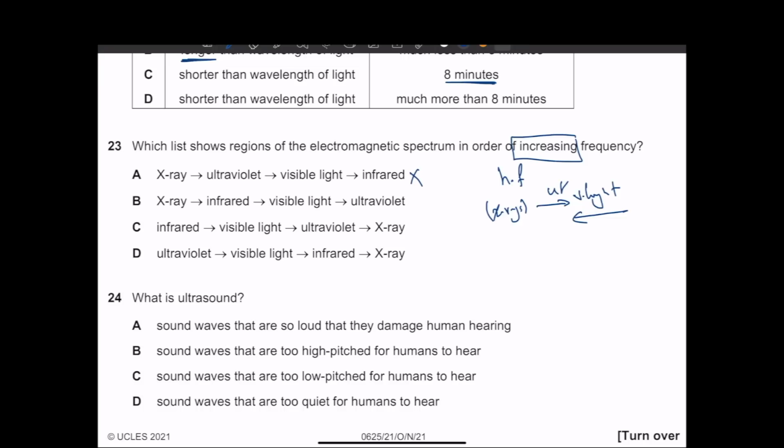X-rays, then infrared. If I start with X-rays here, I will not accept it, because X-rays are one of the highest frequencies that we have. There is nothing higher unless it comes to gamma rays, and gamma rays are not even mentioned. So the right answer, let's start with C: infrared, then visible light, then ultraviolet, then X-rays. This is perfect. D: ultraviolet, then visible light. Here we have a mistake. We need to switch them. And also the infrared needs to be switched to come first, then visible light, then ultraviolet, then X-rays, as mentioned in C. So the right answer here is C.